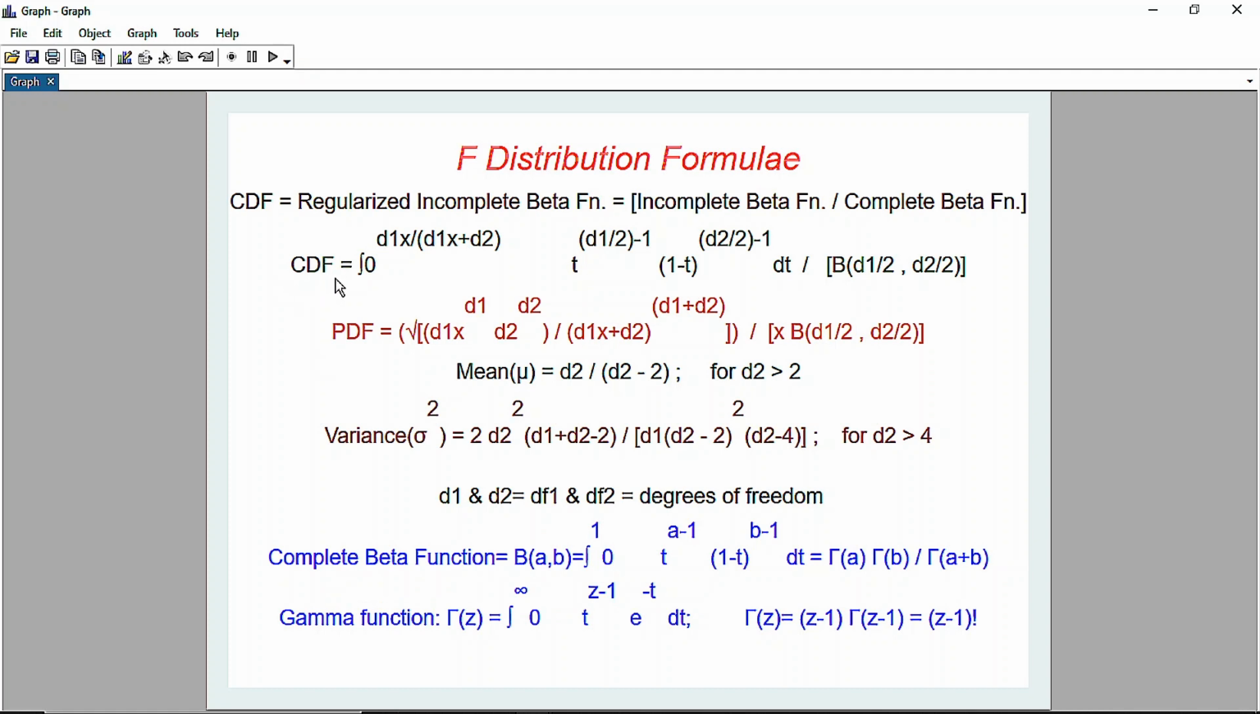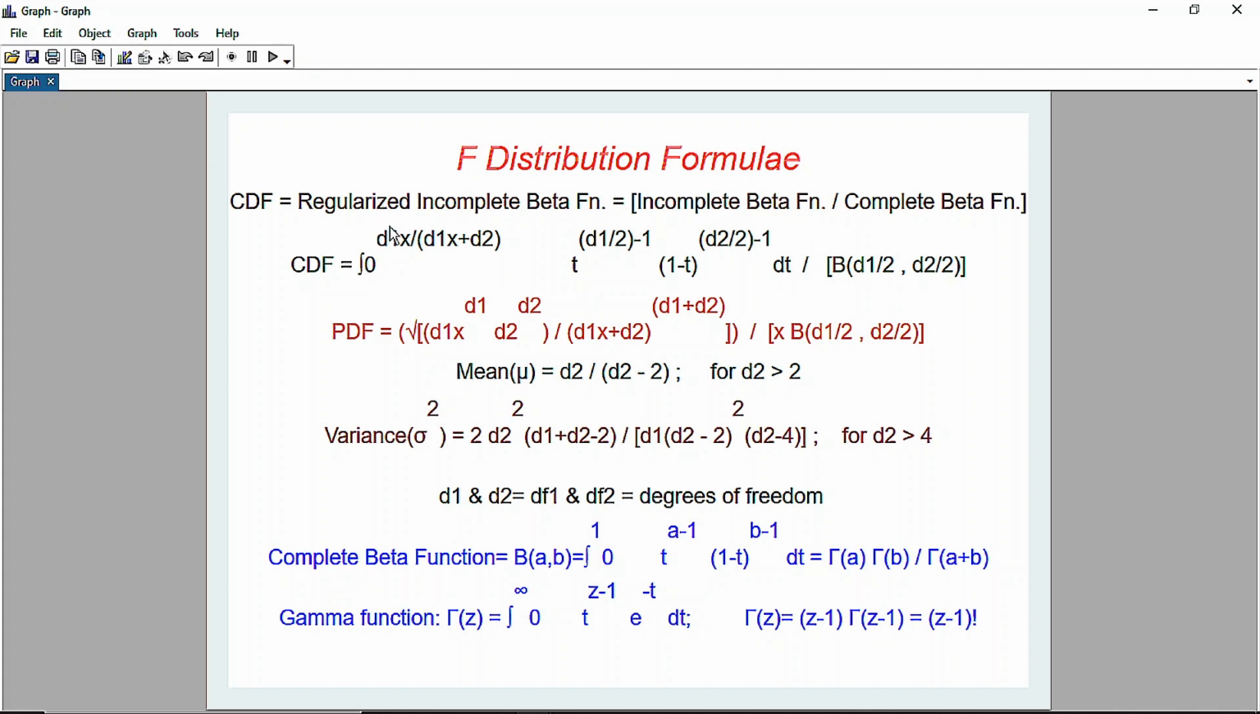Now let us see how we calculate the CDF. The CDF of the F distribution is the regularized incomplete beta function, and if we divide the incomplete beta function by the complete beta function, then we get the regularized incomplete beta function. So CDF is equal to the incomplete beta function divided by the complete beta function for these parameters. For this incomplete beta function, we integrate from 0 to d1x divided by d1x plus d2, t to the power half degrees of freedom 1 minus 1, and 1 minus t to the power half degrees of freedom 2 minus 1, with respect to t, and again divide by the complete beta function.